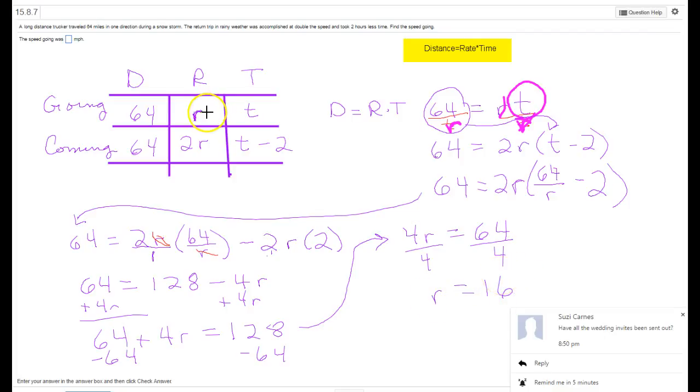So we know now the speed that they're asking for, it's 16. That's the speed going. The speed coming back is going to be 32. And you can calculate all the other things, but all you need right now is the R for speed.